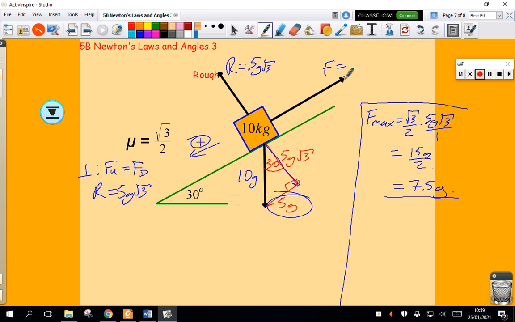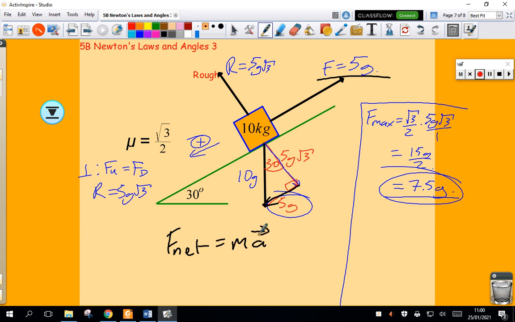So in fact, friction here is going to just get up to 5g, which it can do because it can get up to 7.5g, and then that's it. That's all it's going to do, and it's going to stay there. And parallel to the plane then, I've got a 5g force pushing down parallel to the plane. That's just pushing this thing down the plane. My friction force is 5g, pushing up away from it. So my net force is 0, which means my acceleration is 0, because net force is equal to mass times acceleration.